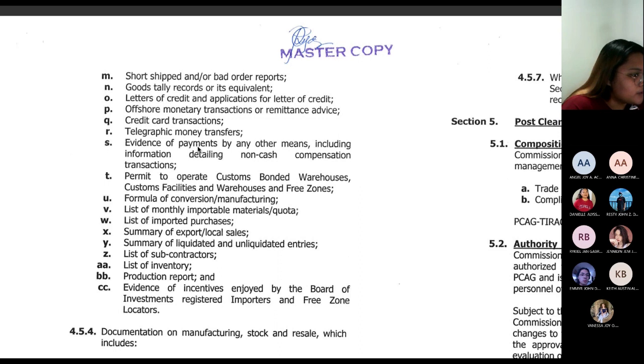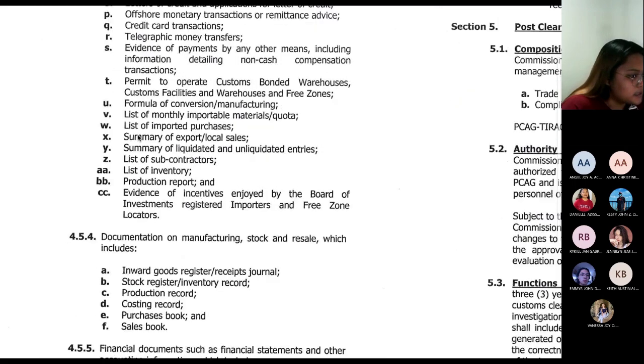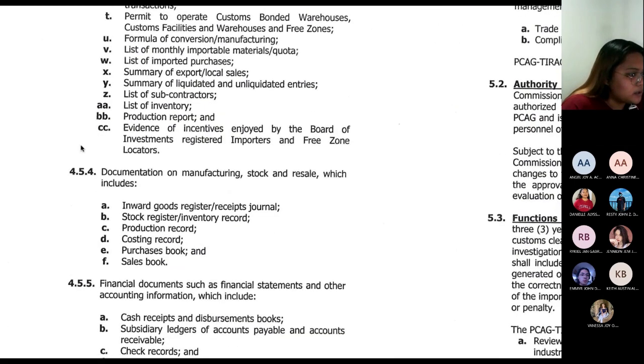U. Formula of conversion, manufacturing. V. List of monthly importable materials, quota. W. List of imported purchases. X. Summary of export local sale. Y. Summary of liquidated and unliquidated entries. Z. List of subcontractors. AA. List of inventory. BB. Production reports. And CC. Evidence of incentives enjoyed by the Board of Investment registered importers, and free zone locators.